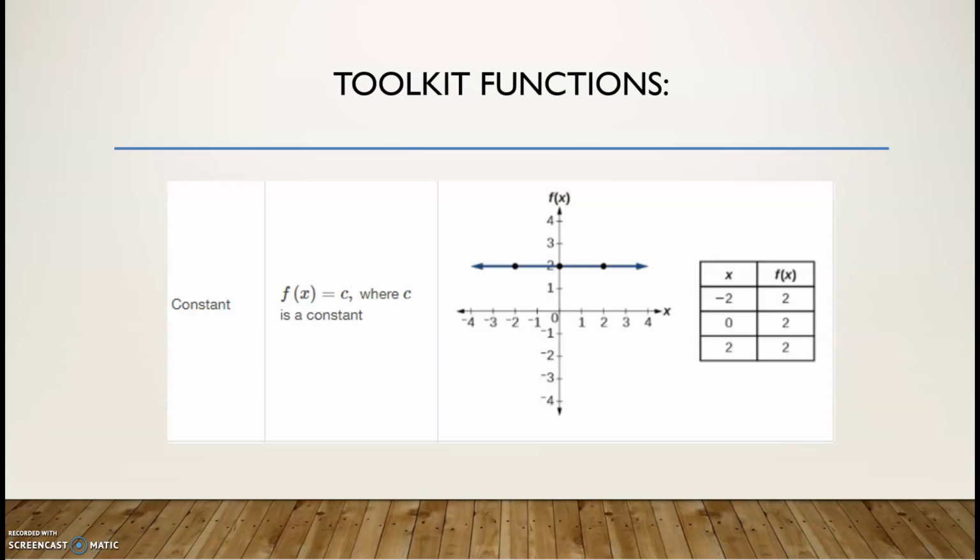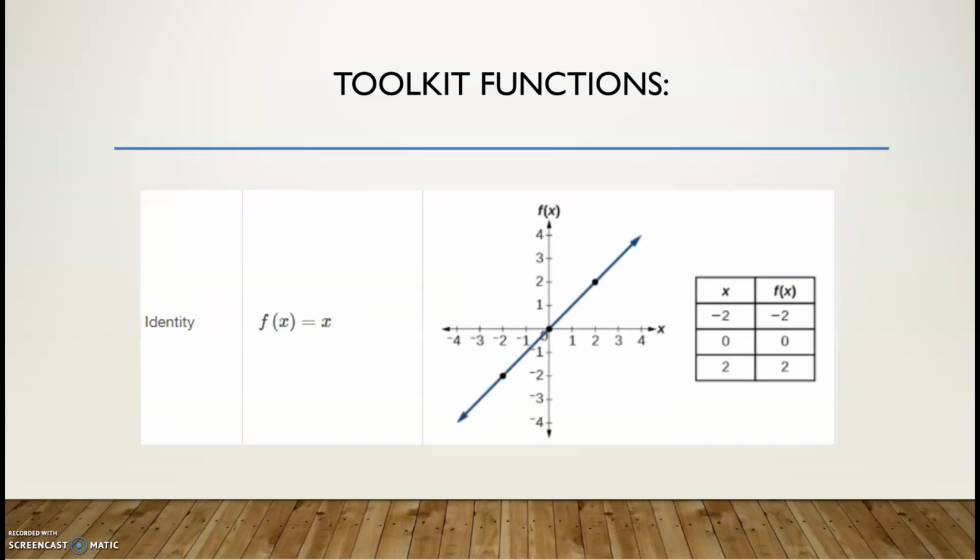Okay, now these toolkit functions, this is a constant function. Know that it doesn't change. It just looks like this straight line right here. So that would be a constant function. This right here where it goes through the origin, that is f of x equal to x.